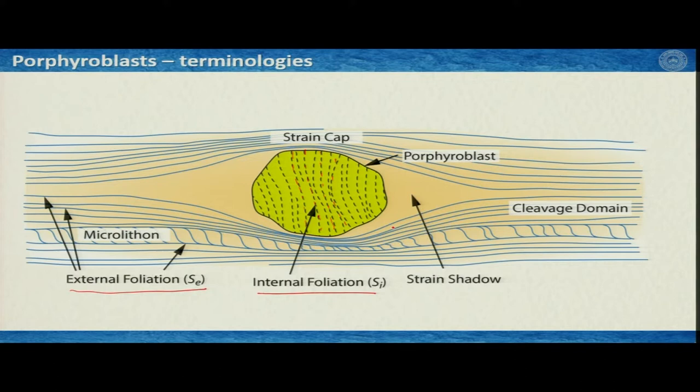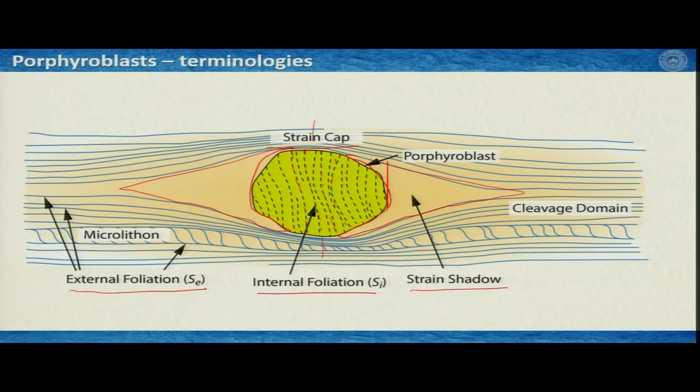we can also expect some areas around this porphyroblast, on both sides, which can be symmetric or asymmetric or in different shapes, and we will learn about those later. These are known as strain shadows. At the top and bottom of this porphyroblast in particular, the foliations are wrapped or squeezed together, and these are known as strain caps, as you can see here. So, these are the basic anatomy of porphyroblast-related features, and now we will see the classification of porphyroblasts.